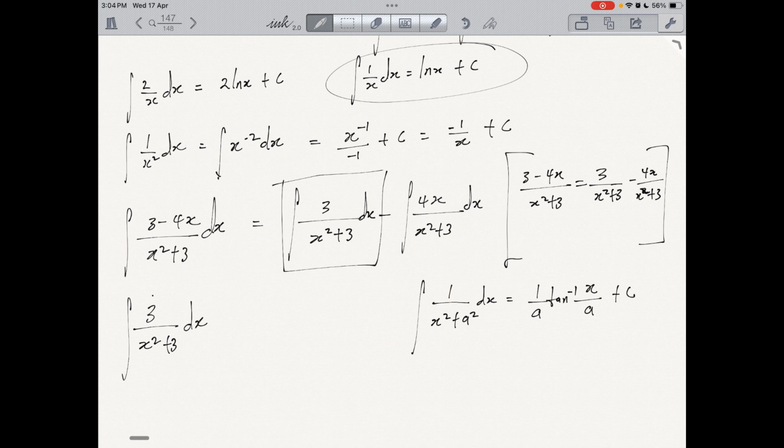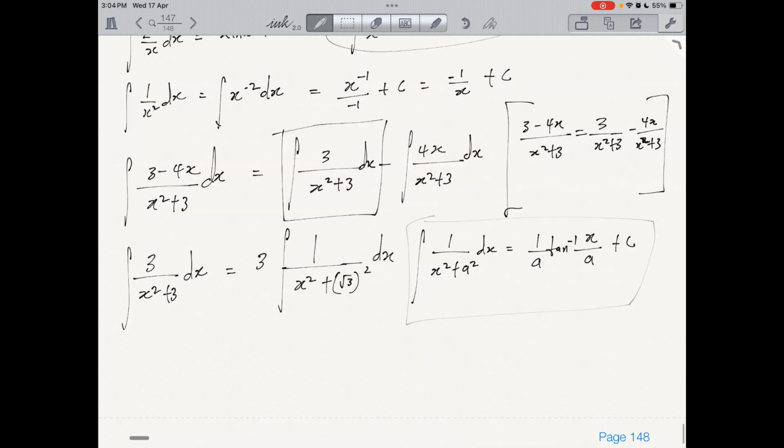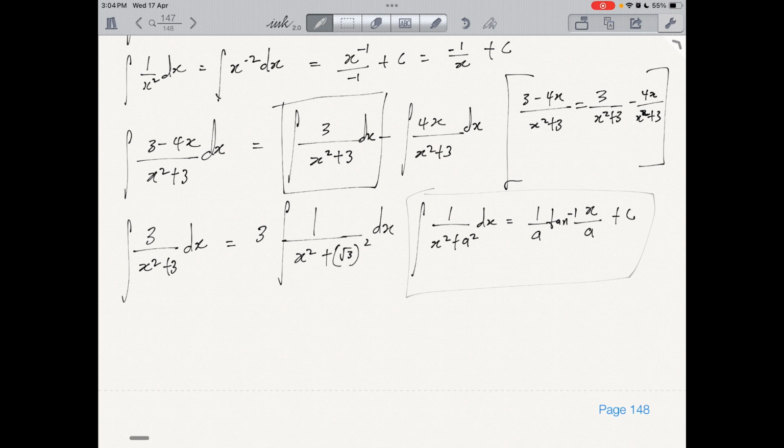And in this question, we are asked to integrate 3 divided by x squared plus 3. It can be written as 3 being a constant, brought out, times 1 over x squared plus root 3 squared, because root 3 squared is equal to 3, integrated with respect to x. Now we know that in this case a is equal to what? Root 3. And we apply the principle here.